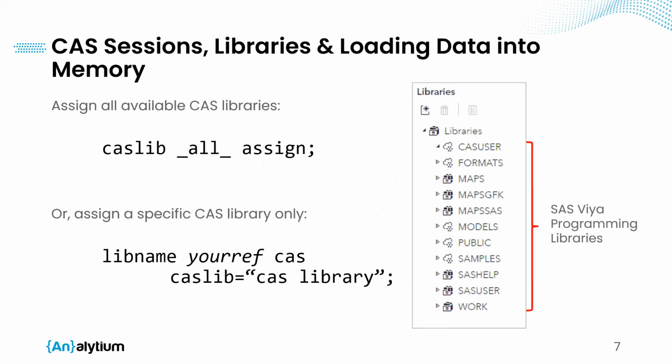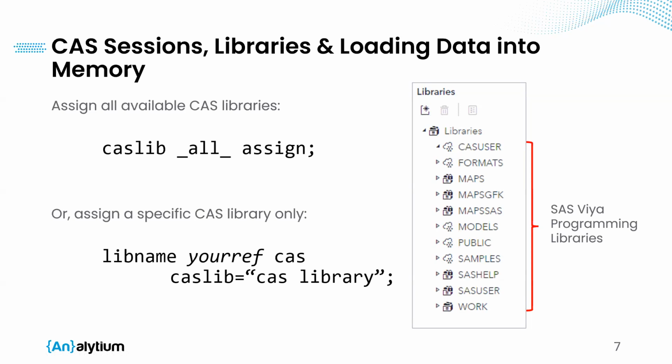Once your session is launched, you can assign CAS libraries, the CAS equivalents of SAS libraries, using the CAS lib_all assign statement, and that will give you a picture of all of your CAS libraries. You can see the CAS libraries are the ones which have a little cloud icon on them. Or you can assign a specific CAS library using a libname statement and the CAS option in there.